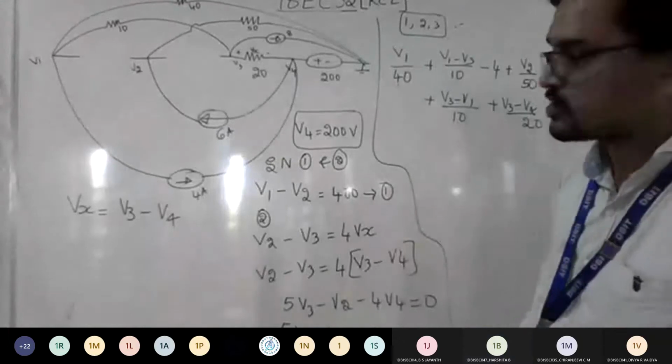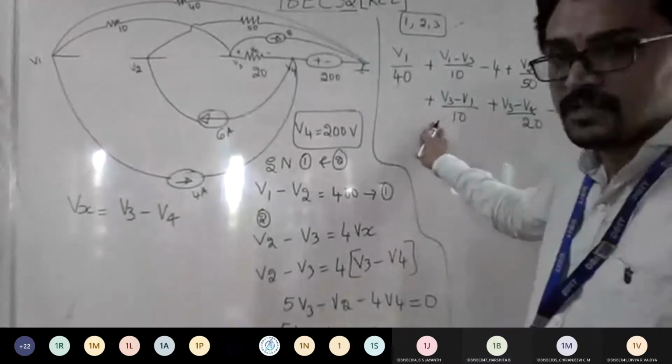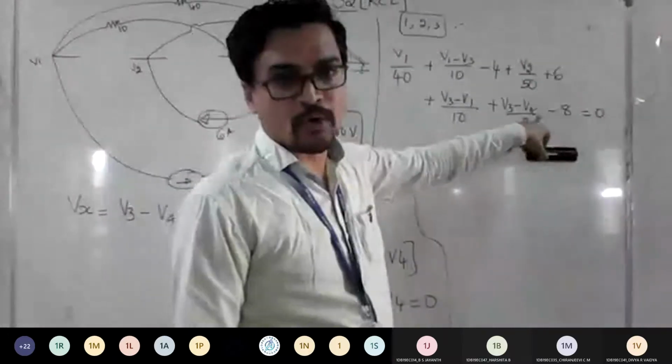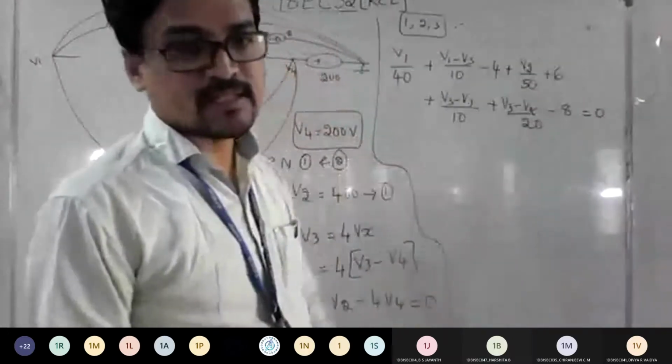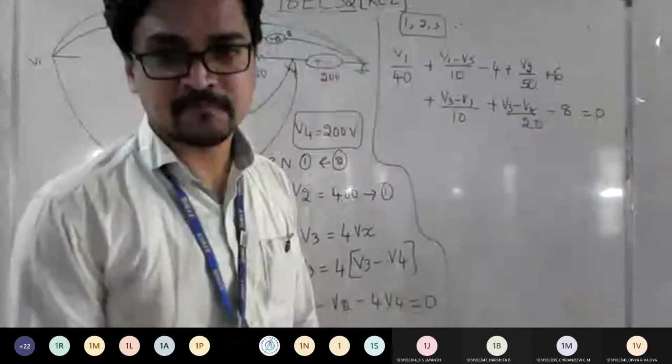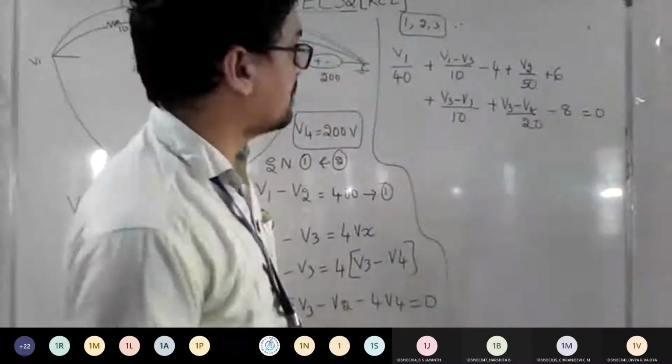Yes or no? So simplify this. Out of this, you know the answer for V4 already. So in this, you can substitute 200. Substitute this, simplify and tell me what is the equation in terms of V1, V2, V3. Simplify everyone and tell me what is the equation.